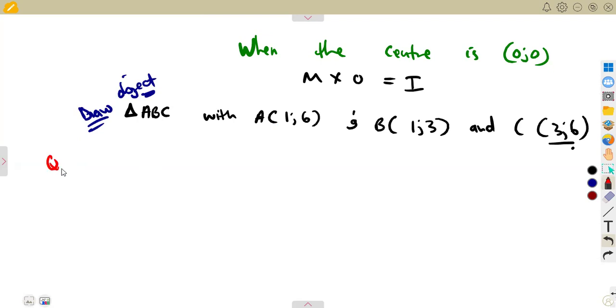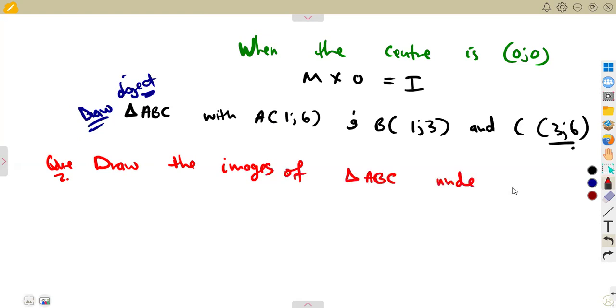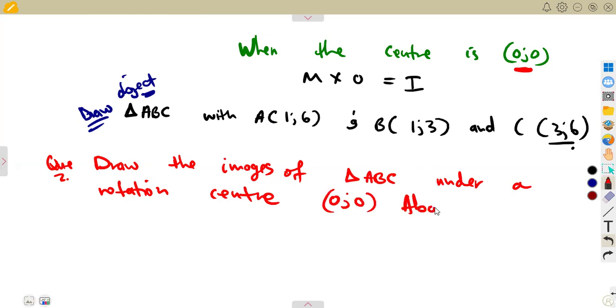So this is your question now. Draw the images of triangle ABC under a rotation, center 0, 0. Remember, we are at 0, 0. They will give you the angles now, about the following directions.